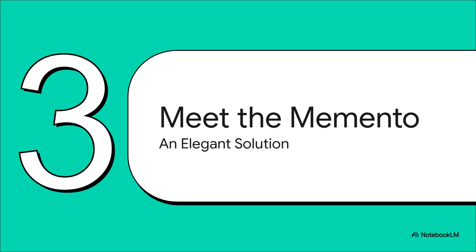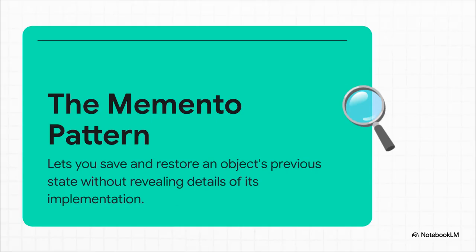Well, this is where the Memento pattern makes its grand entrance. It's a truly elegant solution to this fragile versus impossible dilemma. The official definition really says it all. It lets you save and restore an object's state, but, and this is the genius part, it does it without violating encapsulation. It finds a clever way to let the object itself handle its own snapshot.